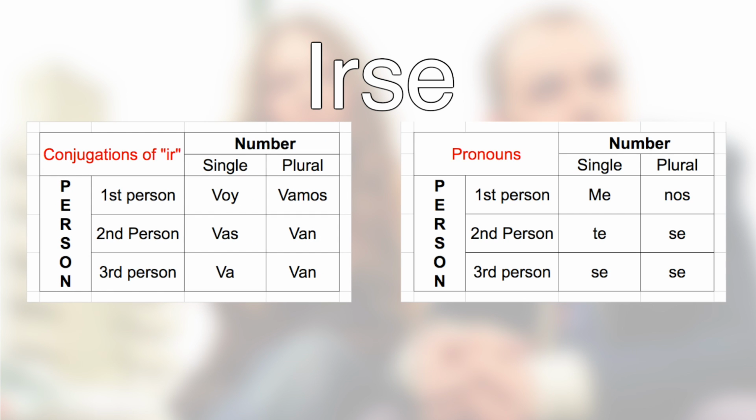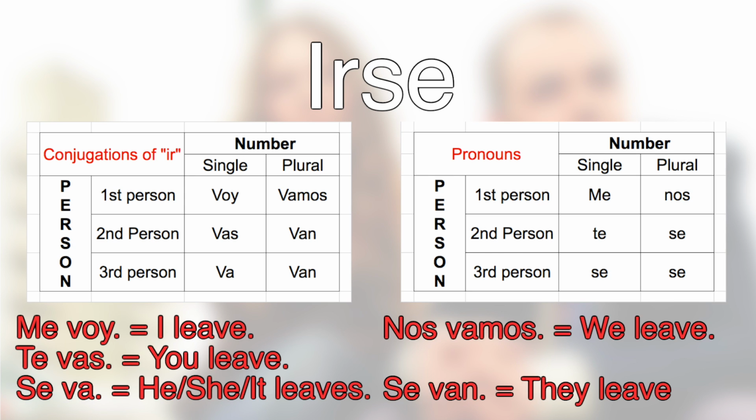Now we add the pronoun. In order to do this, we just take the corresponding pronoun and place it in front of the verb. So given these two charts, we can make the following sentences. Me voy, te vas, se va, nos vamos, and se van. Meaning I leave, you leave, he leaves, we leave, and they leave. Now let's get to the actual lyrics of the song.